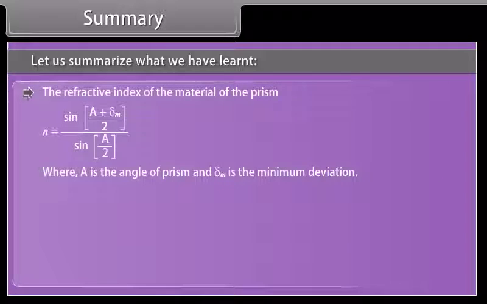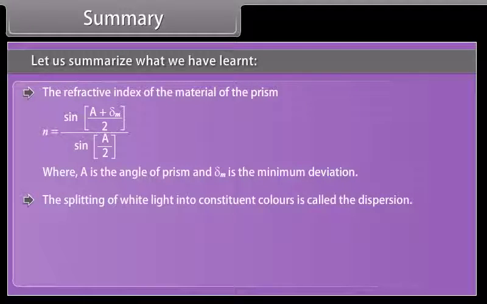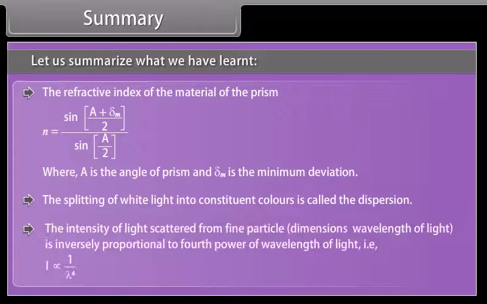The refractive index of the material of the prism, n is equal to sine of A plus delta minimum by 2 divided by sine of A by 2, where A is the angle of prism and delta m is the minimum deviation. The splitting of white light into constituent colors is called the dispersion. The intensity of light scattered from fine particles, dimensions smaller than wavelength of light, is inversely proportional to fourth power of wavelength of light, that is, I directly proportional to 1 upon lambda raised to the power 4.